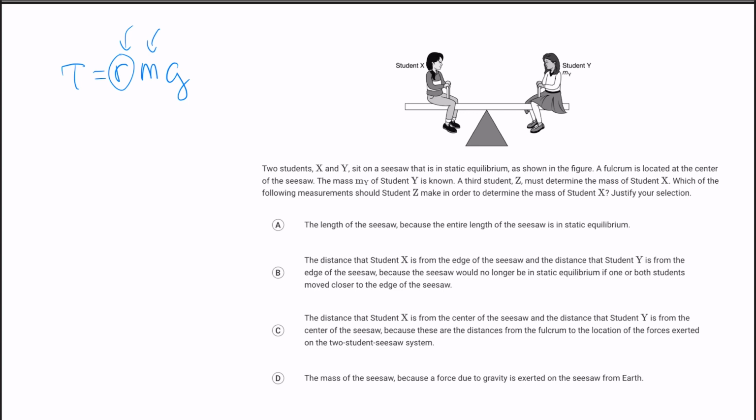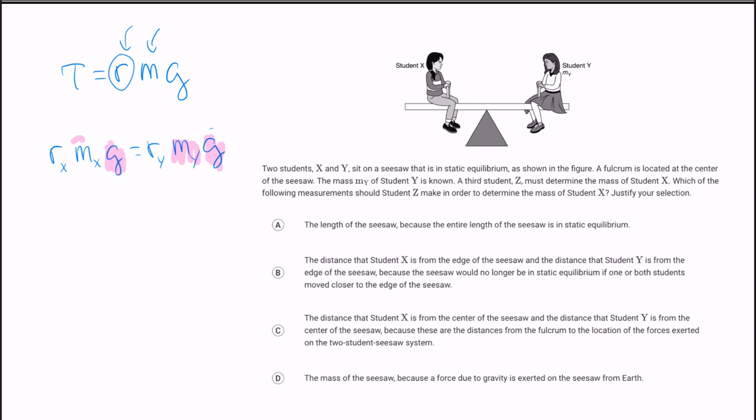Now, if we wanted to compare the torque generated by student Y with the torque generated by student X, we know that those torques have to be the same because the seesaw is in static equilibrium right now. So that means that r of x, the distance that student X is from the axis of rotation, times the mass of student X times the acceleration due to gravity must be equal to r sub y, m sub y, times g. So I'm going to highlight in pink what we know. We know g, we know the mass of student Y, and we know g over here.